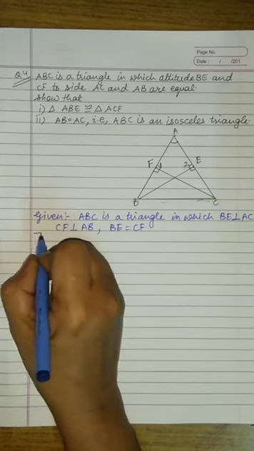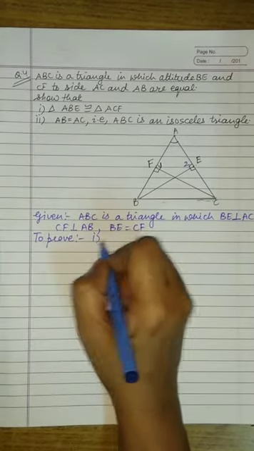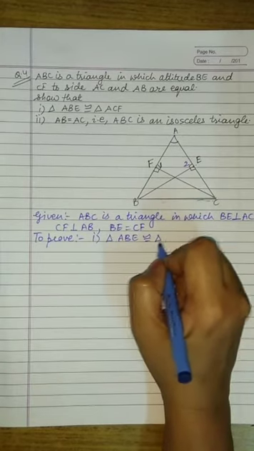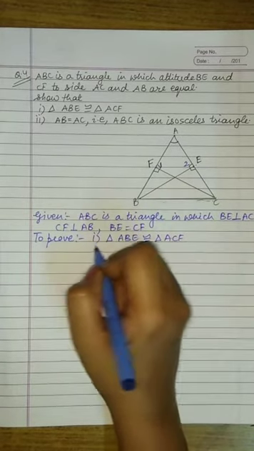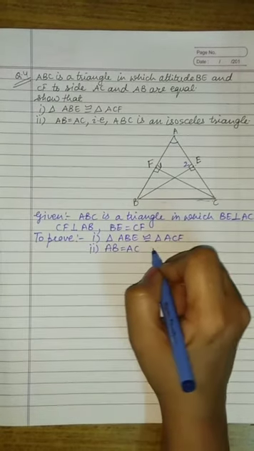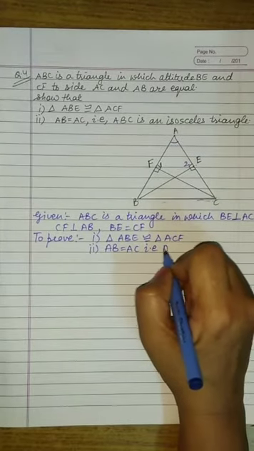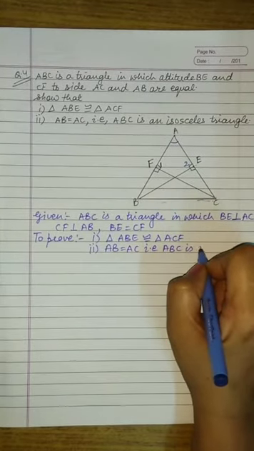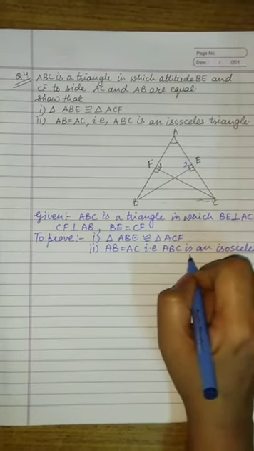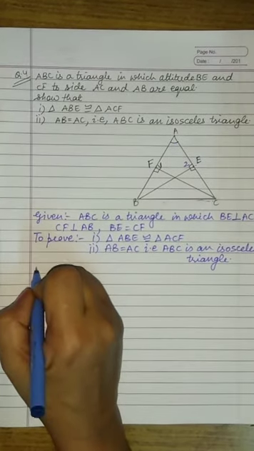So what do we have to prove? We have to prove, first part, triangle ABE is congruent to triangle ACF, and second, AB is equal to AC. That is, if AB is equal to AC, then ABC is an isosceles triangle. Now we will prove the first part.